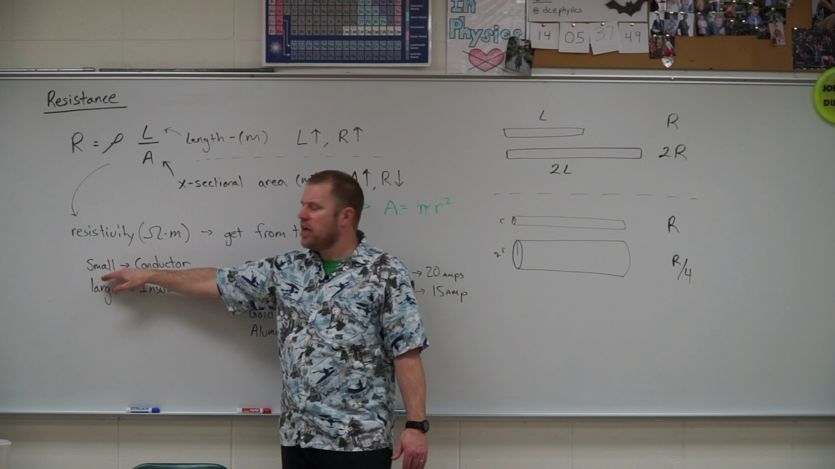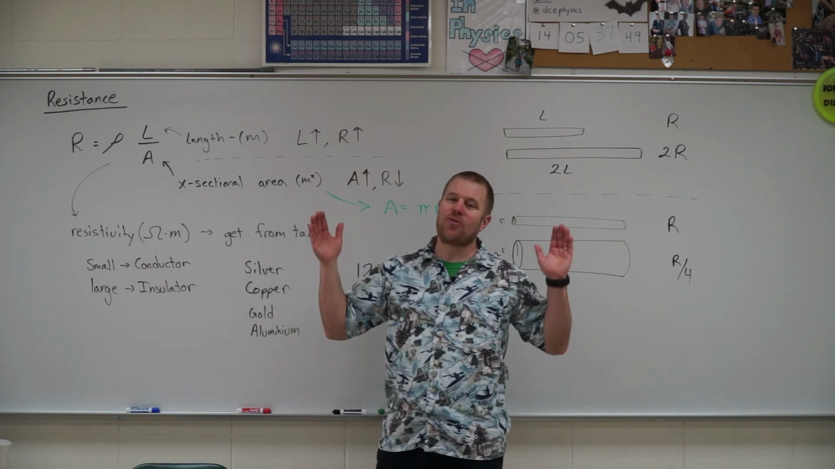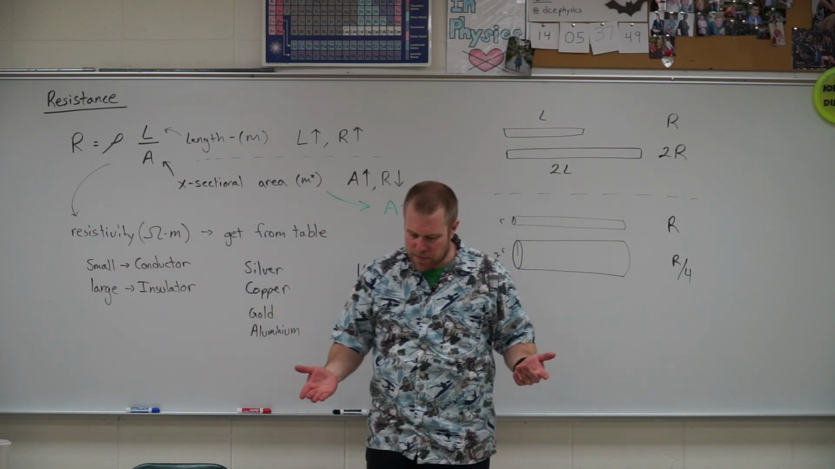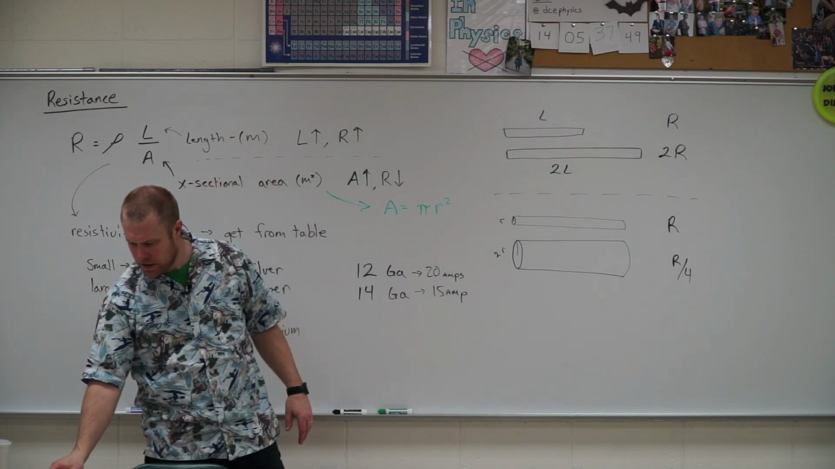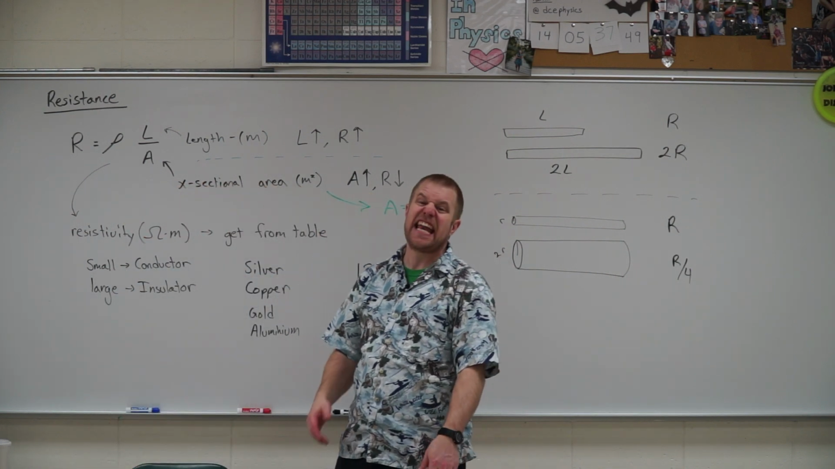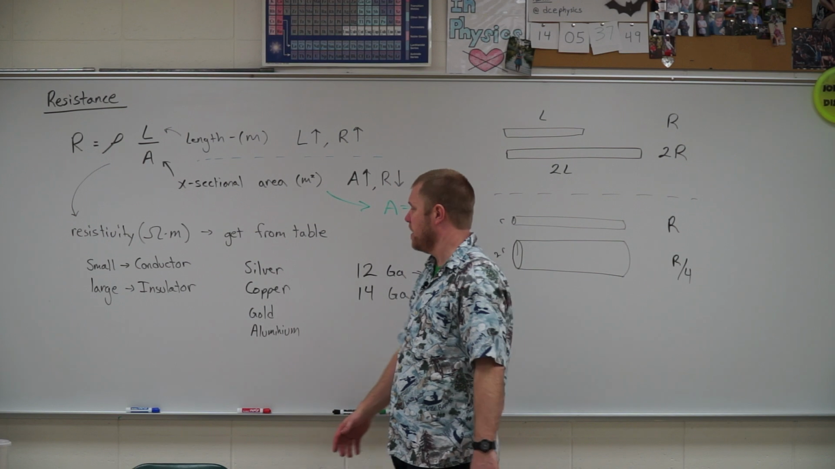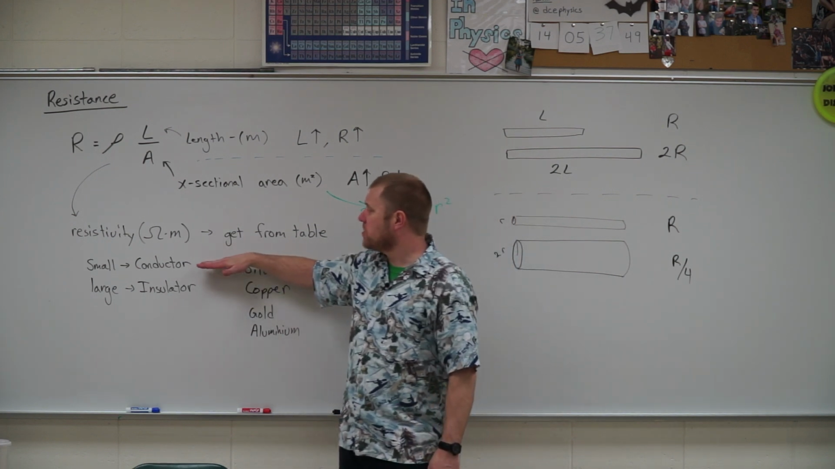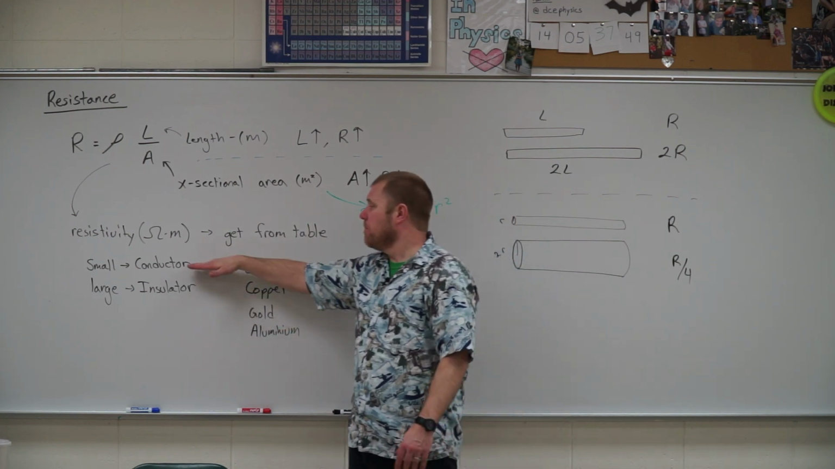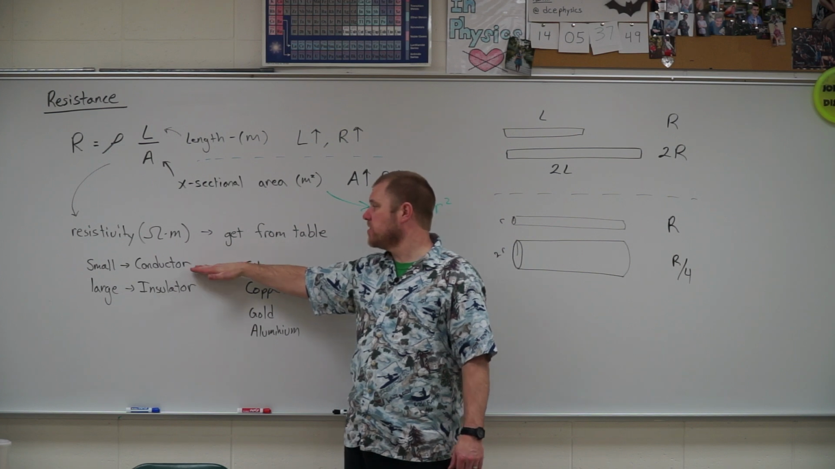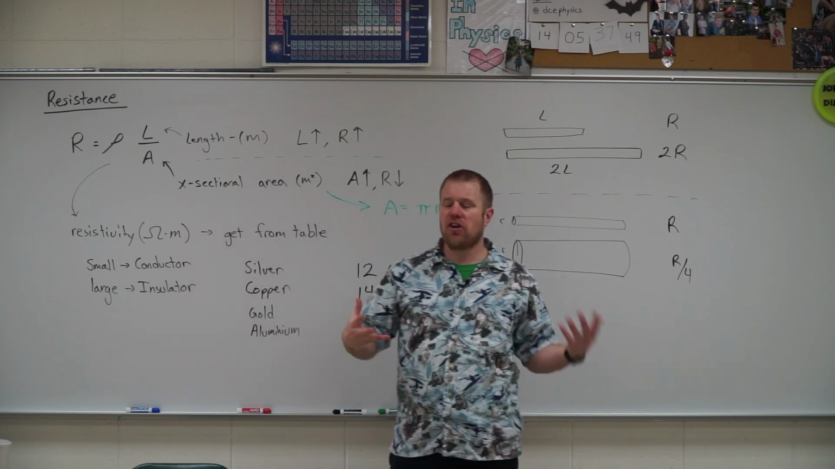The smaller that value, and these values are ridiculously small, by the way. Copper, for instance, what was copper? Copper is 10 to the negative 8th ohm meters kind of range. So these values are exceedingly small when I say small. So conductors have small values, insulators have large values.